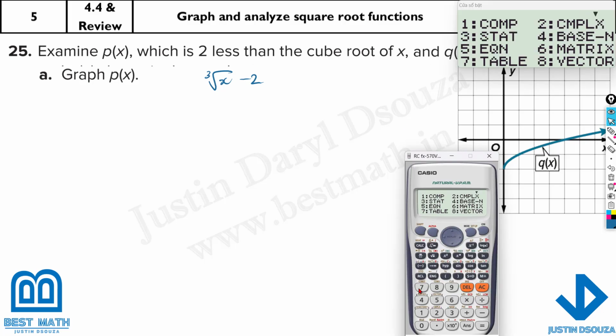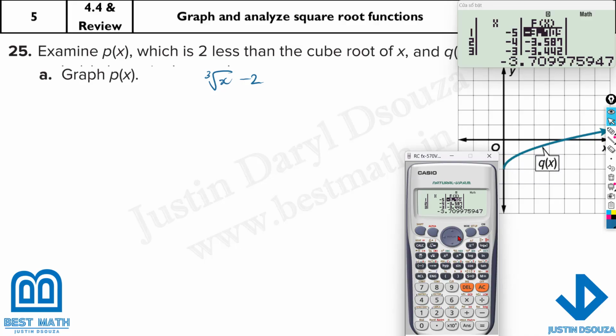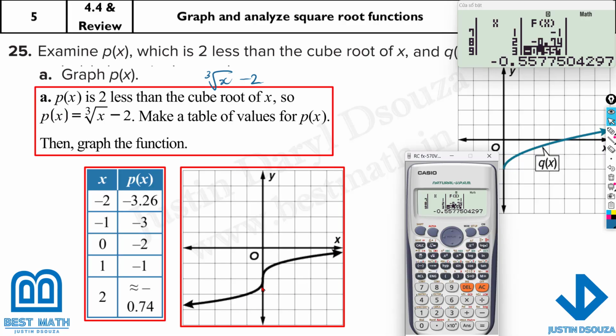Let's go to mode 7 in the calculator and type this out. Shift and the symbol here, cube root x minus 2. And here we go. You need to press minus 5 to 5 and a step of 1. Don't write all the values. You can choose, say, for example, from -3 to 3, which is enough. You will get a proper graph. From -3 to 3 is more than enough.